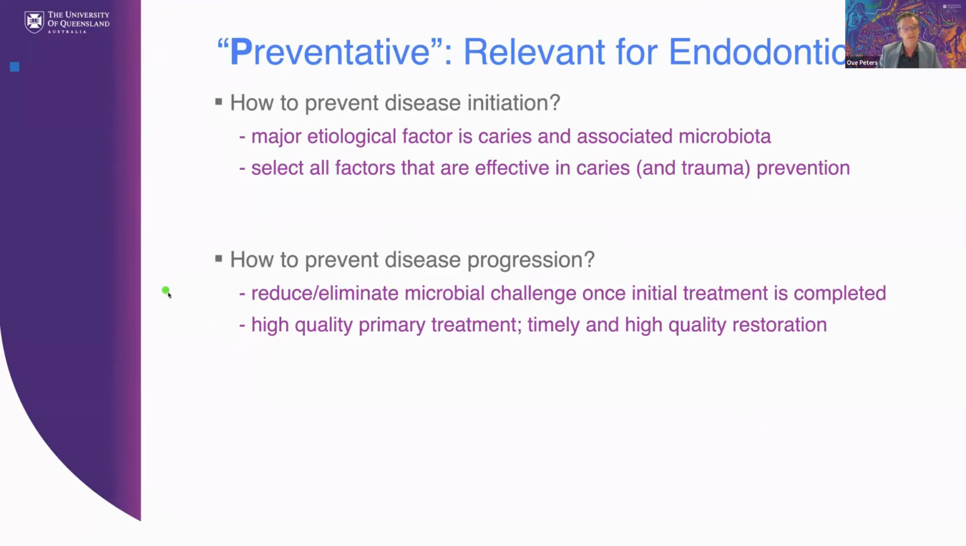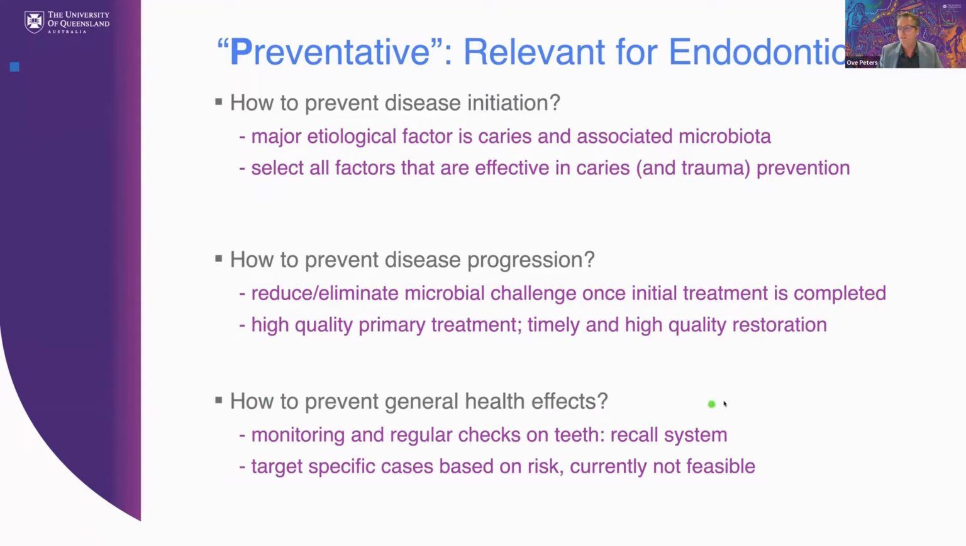I'll give you a glimpse into history on this in a second. High quality primary treatment, be it just a cavity restoration, a vital pulp therapy or a root canal treatment. And third, how can we prevent general health effects like the ones I just showed you? We can certainly monitor and make the patient, remember I said participatory patients, come in for regular checkups, so a recall system and some system where we can add value and demonstrate added value to the patient is decisive here. And we can try to target specific cases based on risk once we know what kind of algorithm we can use for that. Currently, we don't have this.